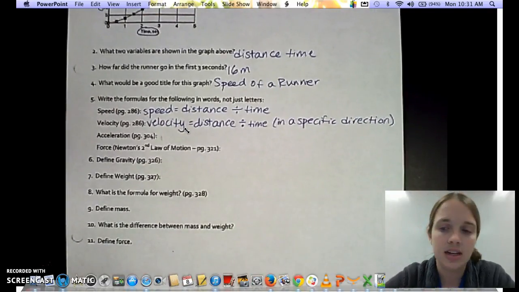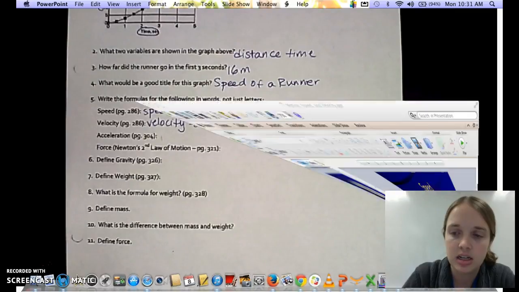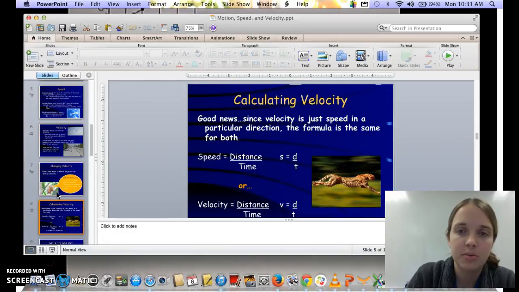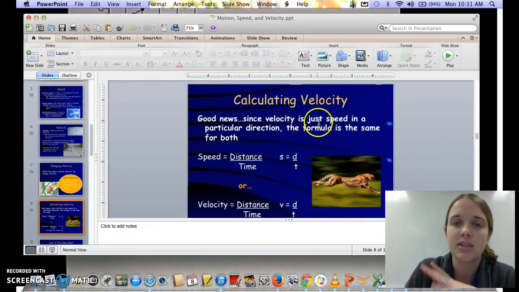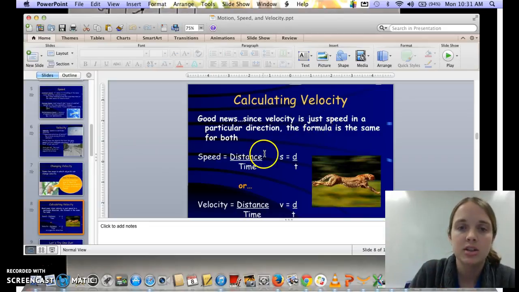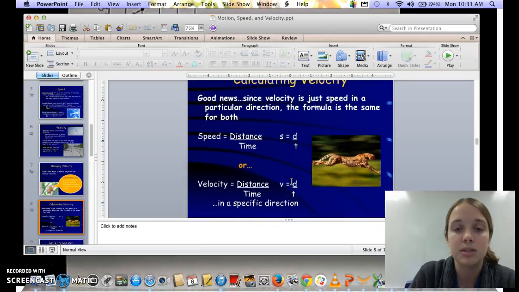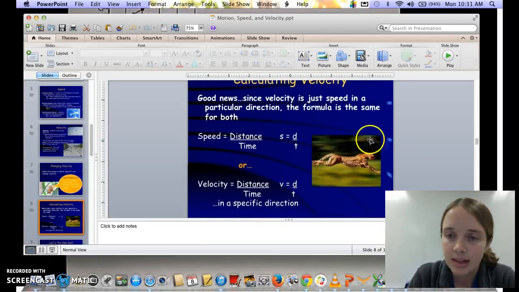So here's the deal with velocity, okay, and we can see it right here. S equals d divided by t. We flip on to velocity. Bam. Good news. Since velocity is speed in a particular direction, the formula is exactly the same for both of them. So speed is distance divided by time, so too is velocity. It's just in a specific direction. Okay? Alright.